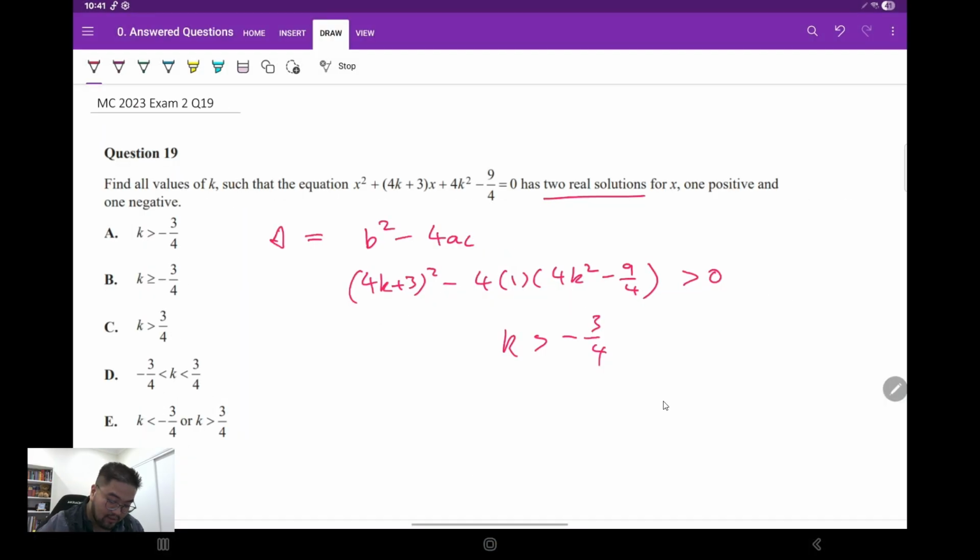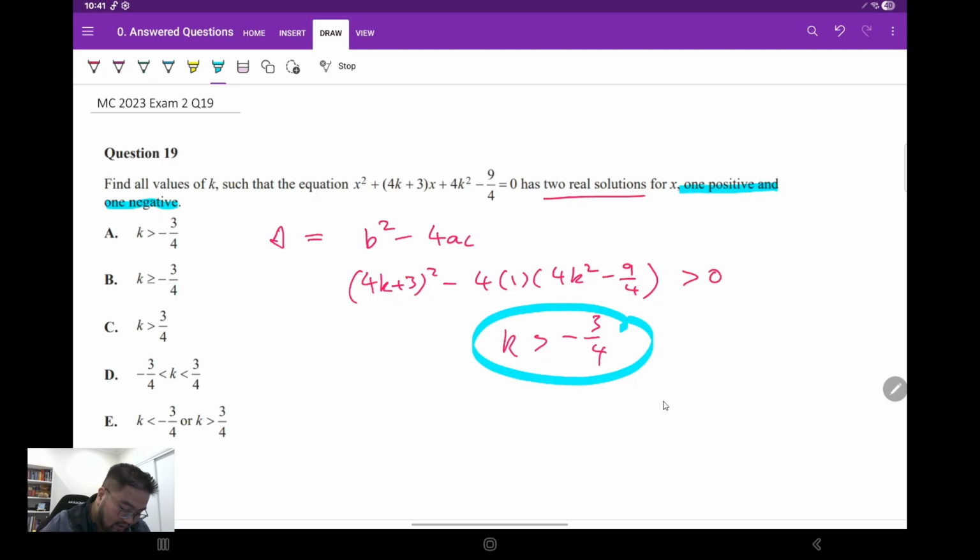They see that and they think, great, two real solutions means A. What they fail to realize is that it says here one positive and one negative solution. We know that this will give us two solutions, but we don't know if they're both positive. We don't know if they're both negative. We just know that that's the case.